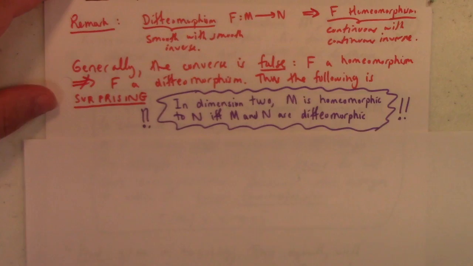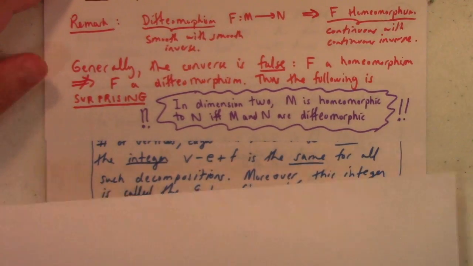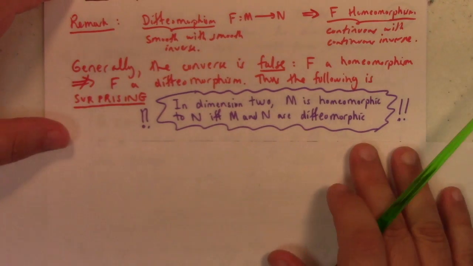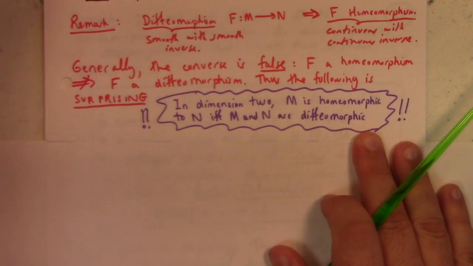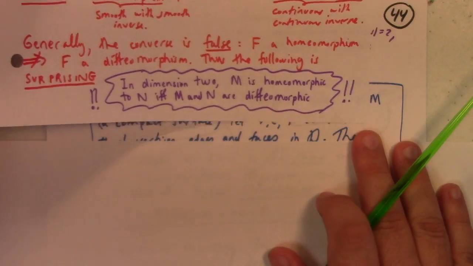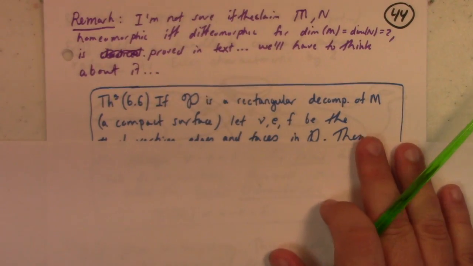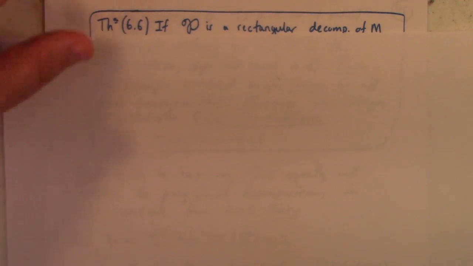In dimension 2, M is homeomorphic to N, as surfaces, if and only if M and N are diffeomorphic. That's very, very nice. Now, that's proved. I don't know if we'd prove that here. I think that's proved in topology books, but anyway, we will see evidence of that. I'm not sure that's proved in the text. I kind of think not.